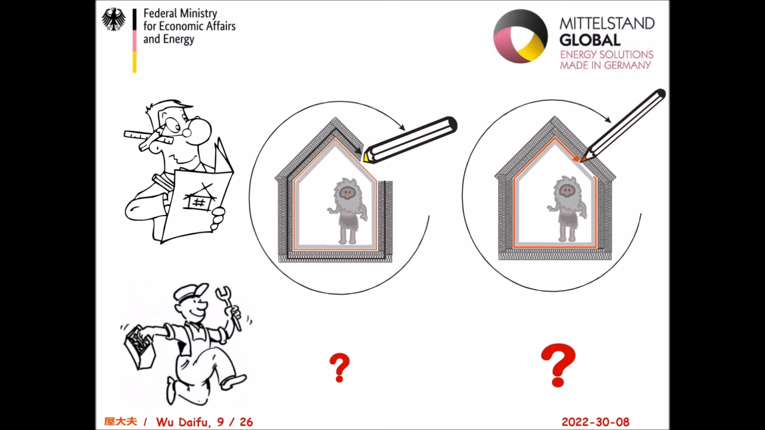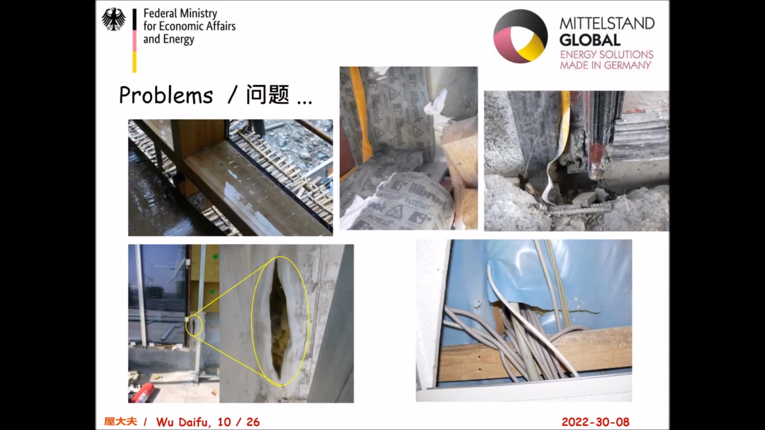There could be a lot of problems, and let's have a look which problems we found on the building sites. We have wetness, we have undefined conductions, we have holes in the tightened buildings, and some people bring wires through. So these things are not so good.